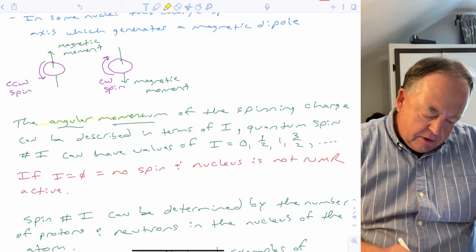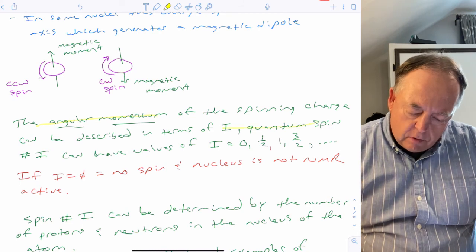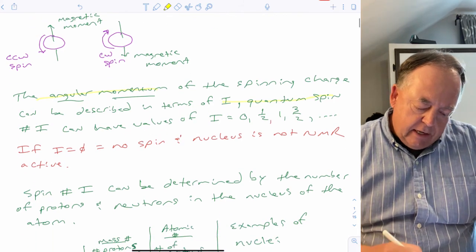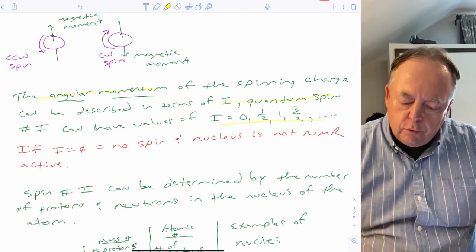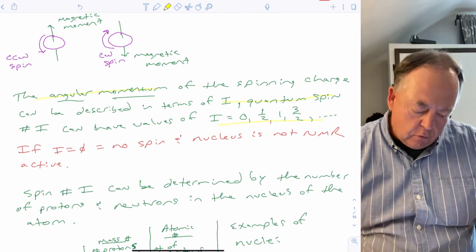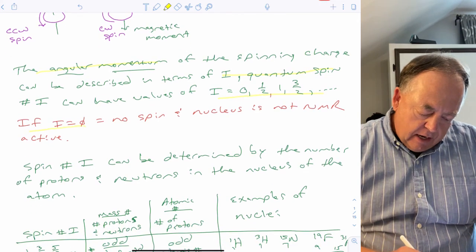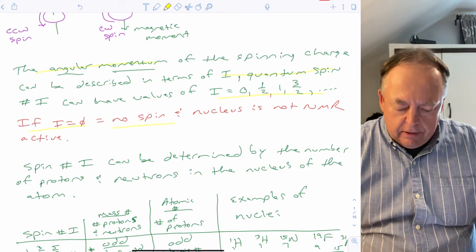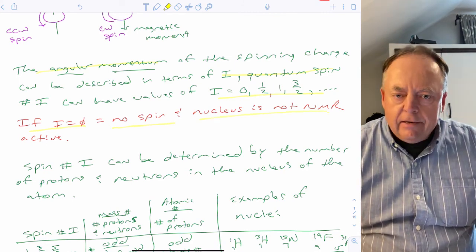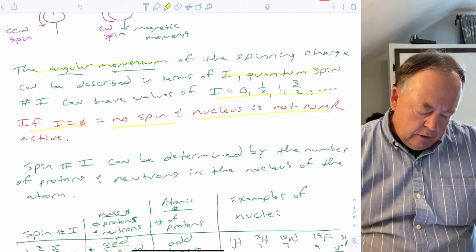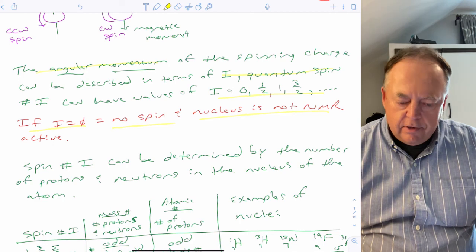So the angular momentum of the spinning charge can be described in terms of a quantum number I. I can have values of 0, 1/2, 1, 3/2, 2, 2.5, and so forth. If I equals 0, then that nucleus has no spin. And the significance of that is, if it has no spin, then it's not NMR active. So it's only nuclei with I values that are not 0 that are NMR active.